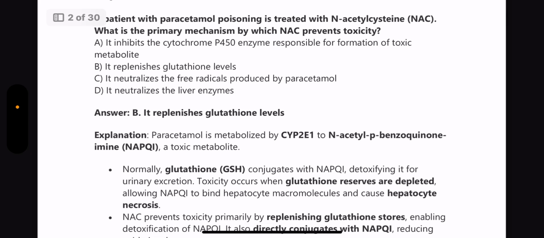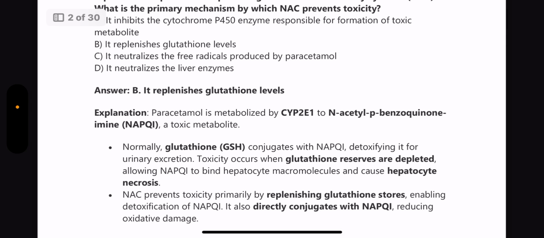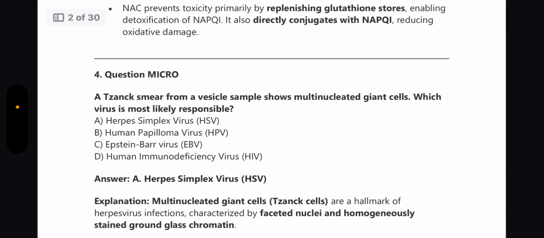So paracetamol is metabolized by CYP2E1 to N-acetyl-para-benzoquinoneimine, that is NAPQI, a toxic metabolite. Normally glutathione conjugates with NAPQI, detoxifying it for urinary excretion. Toxicity occurs when glutathione reserves are depleted, allowing NAPQI to bind hepatocyte macromolecules and cause hepatocyte necrosis. N-acetylcysteine prevents the toxicity primarily by replenishing the glutathione stores, enabling the detoxification of NAPQI. It also directly conjugates with NAPQI, reducing the oxidative damage.